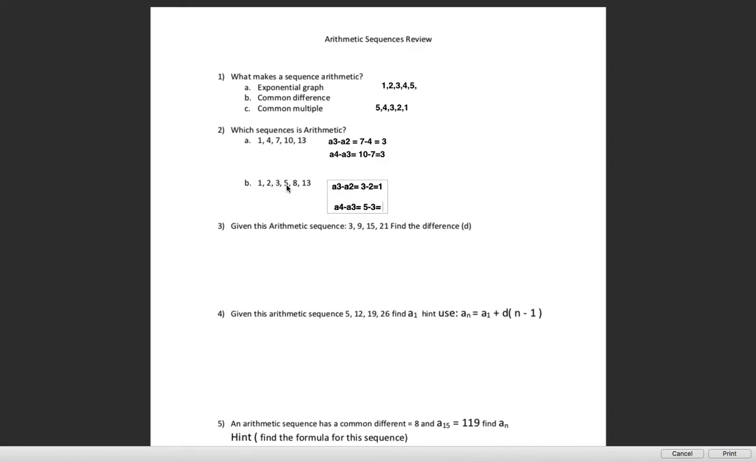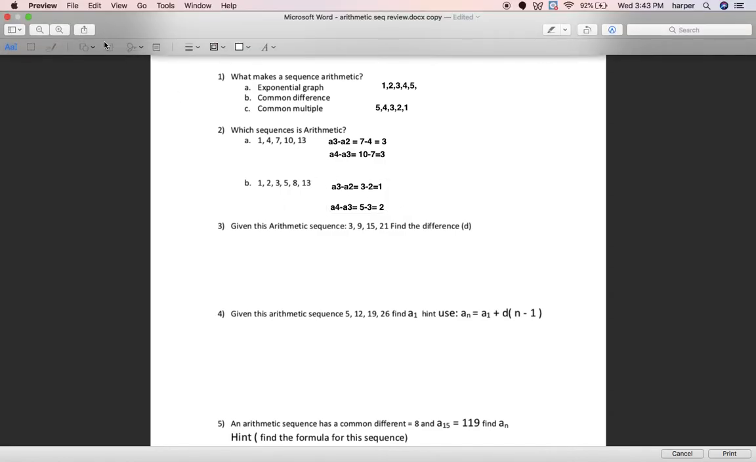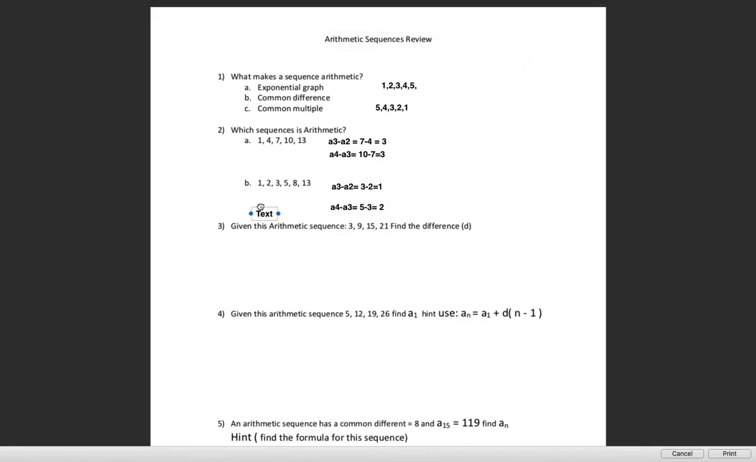This one, 1, 2, 3, 5, 8, 13. So 5 minus 3 is 2. Okay, look at that. 1 and 2, it's not the same, so this is not an arithmetic sequence. So let's write that in. Not an arithmetic sequence. I think I just spelled that wrong and it's right up here. I'm just lazy. So this one right here is not arithmetic. Okay, so there we go. That's how we check.